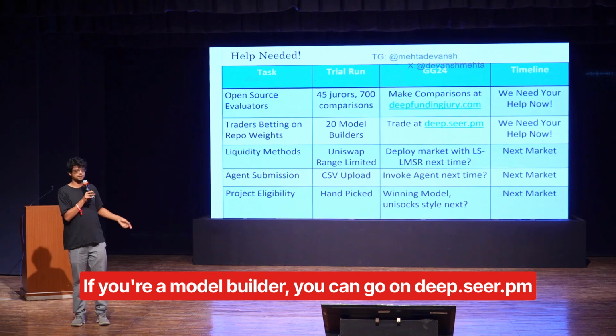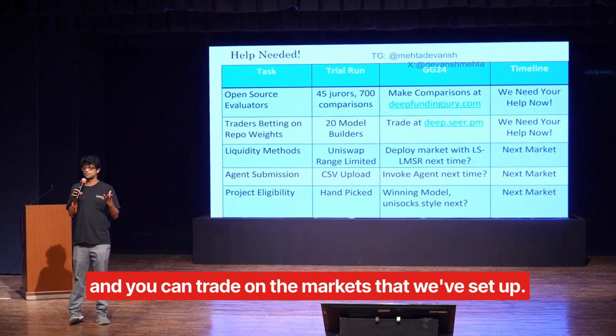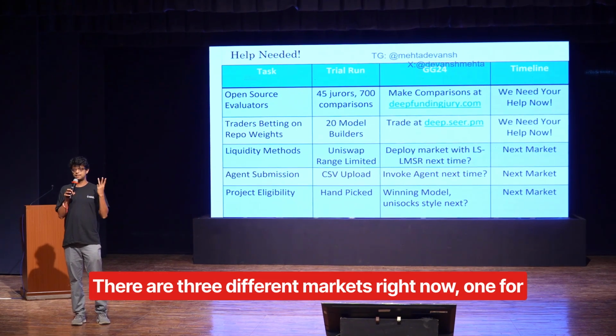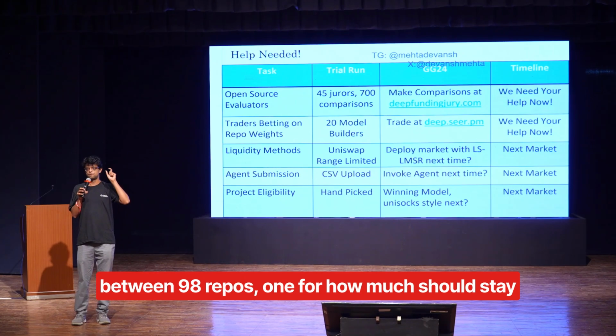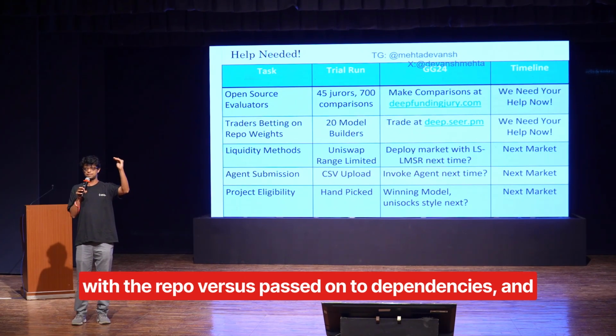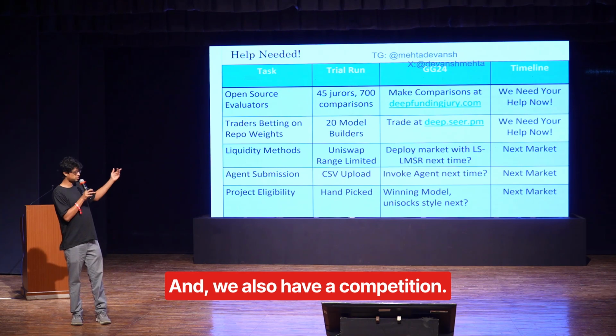If you're a model builder, you can go on deep.seer.pm and you can trade on the markets that we've set up. There are 3 different markets right now. One for between 98 repos, one for how much should stay with the repo versus passed on to dependencies, and a third between the dependencies themselves. And we also have a competition.